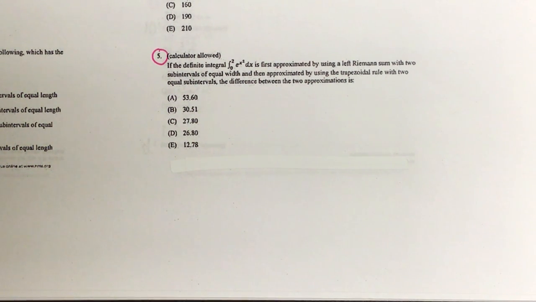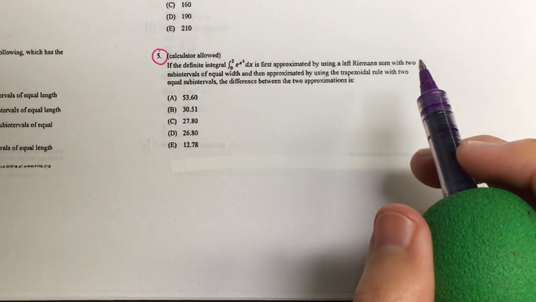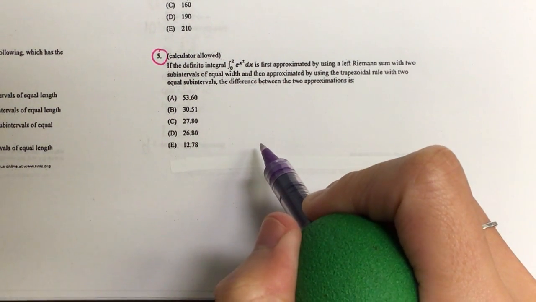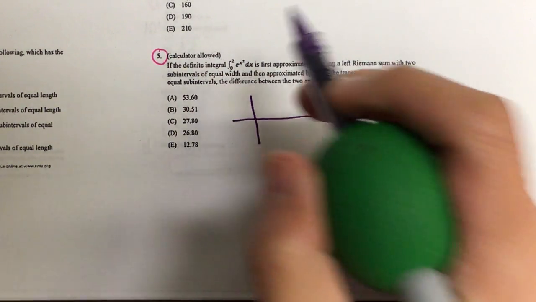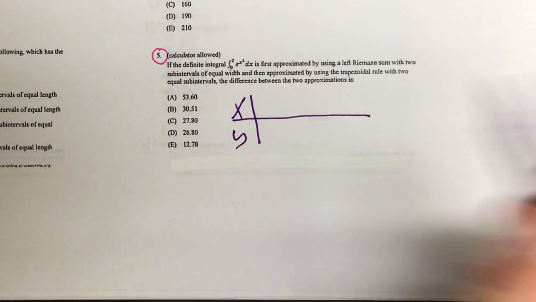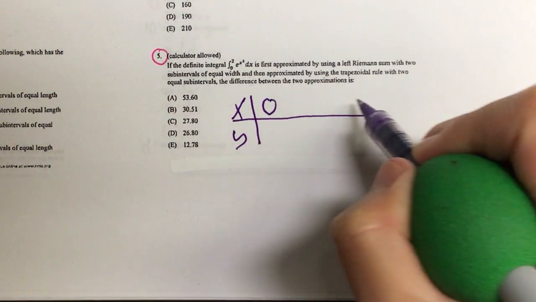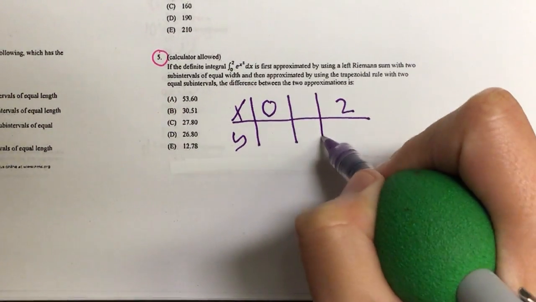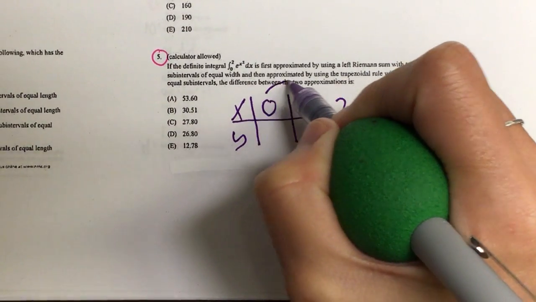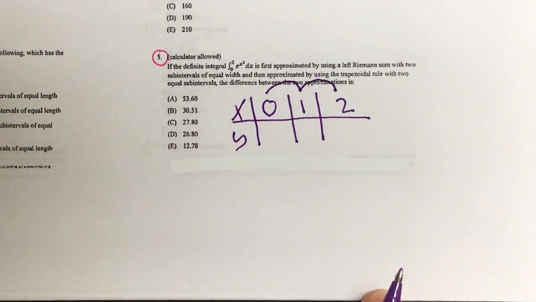Two subintervals of equal width, and then approximated by using the trapezoidal rule with two equal subintervals. The difference between the two approximations is... So we have two subintervals. Let's write x and y. We know we have to start at 0 and we have to end at 2. What number has to be in the middle then? 1. And if you realize our two subintervals are going to be right there.